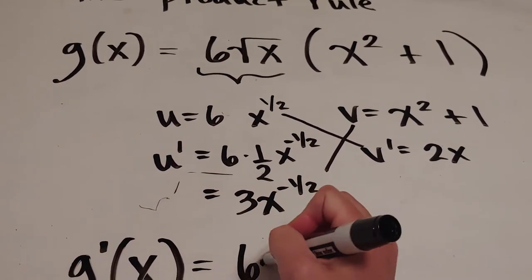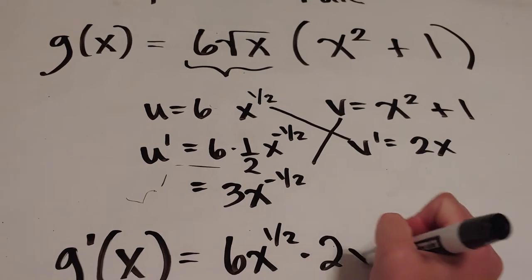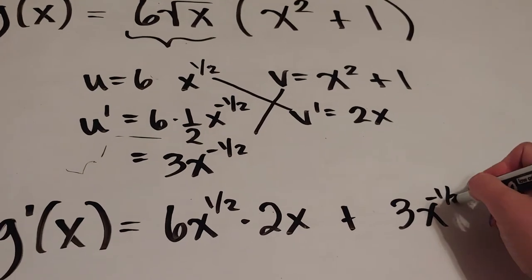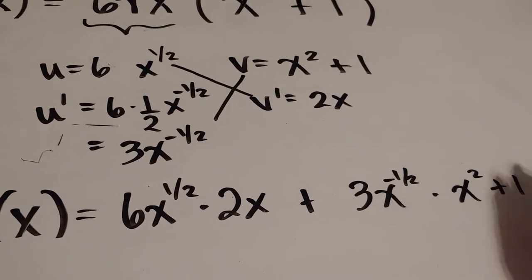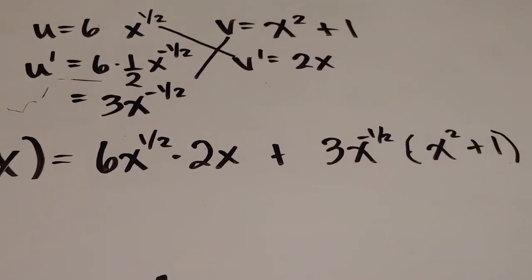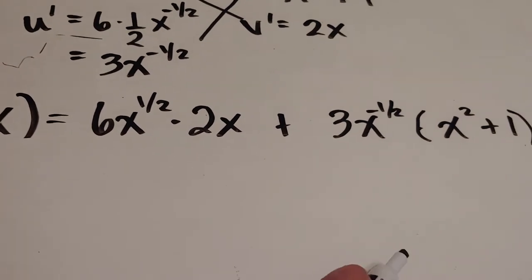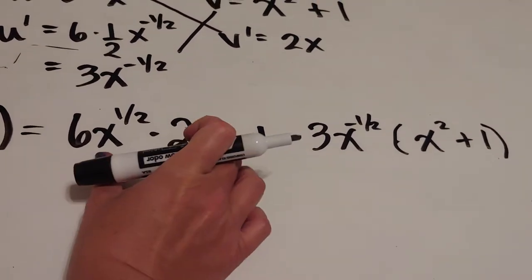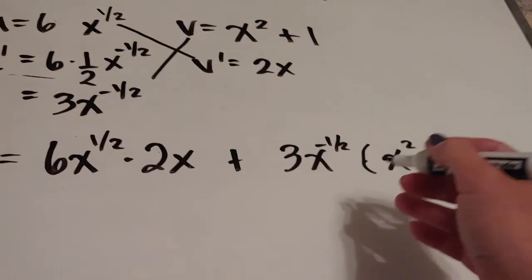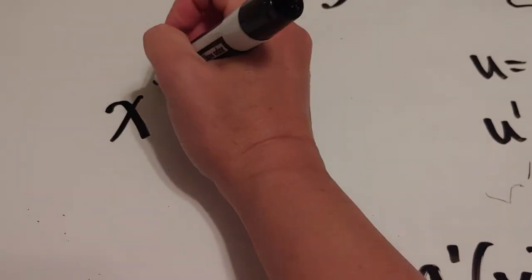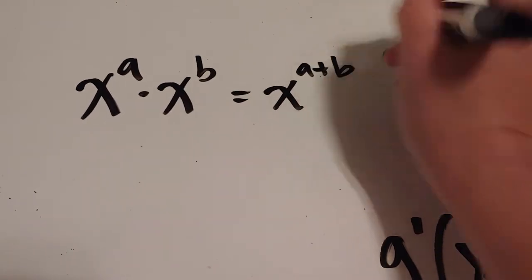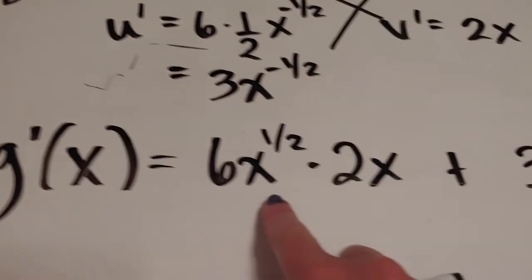Okay, so I have 6x to the 1 half times 2x, so that's the main diagonal, plus 3x to the negative 1 half times x squared plus 1. Uh-oh, be careful. This has to get all of this. Now, I am 100% not okay with you leaving your answer here. Nope, you need to clean this up. So this right here is going to use exponent properties. So exponent properties are, let me come over to the side for a second. If I have x to the a times x to the b, this is x to the a plus b. Okay, so that's what we're going to use here.